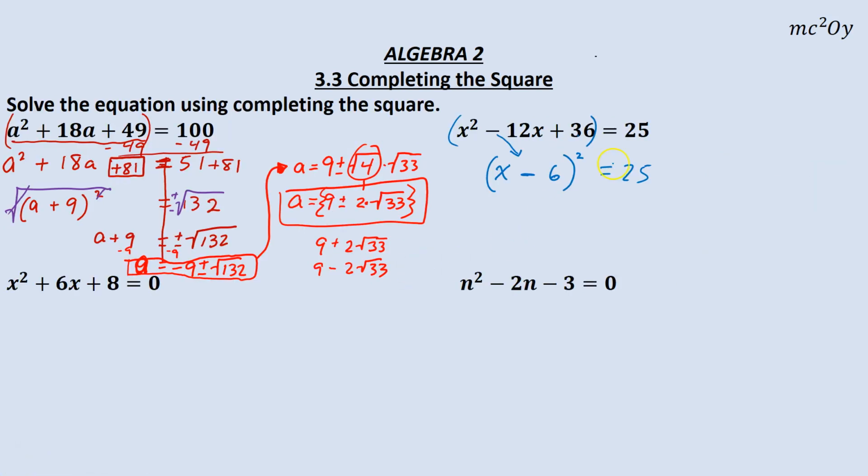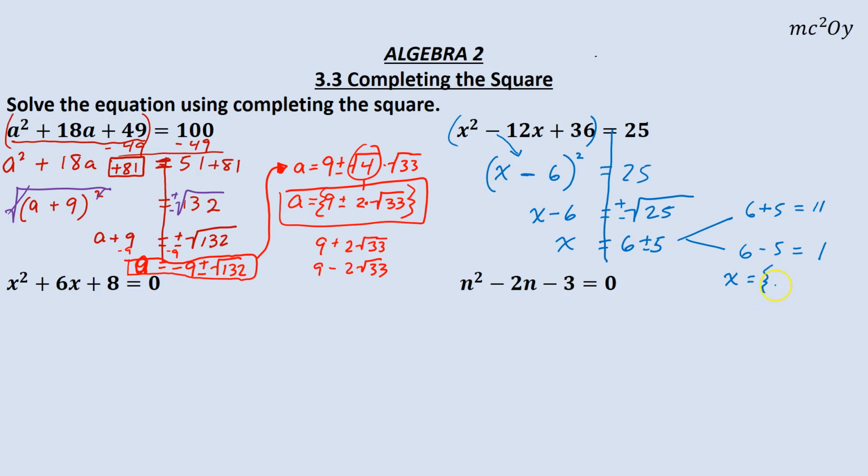Okay, and so from here I can just solve. I'll go ahead and take the square root of both sides, so I get x minus 6 is equal to the square root of 25. Remember, don't forget the plus minus. We then add 6 to both sides, so x is equal to 6 plus minus the square root of 25, which is 5. So really that means I have 6 plus 5, and I have 6 minus 5, which means I have a solution of 11 and 1. So x equals the set 1 and 11.